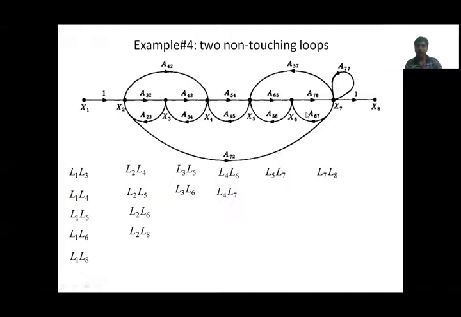L5, this is L5 and L7. See, this is L7, non-touching. Of course, for fourth also L7 is non-touching. So L4 L7 not touching, L5 L7 also non-touching. Remaining all are touching. And then L7 and this L8, both are non-touching.